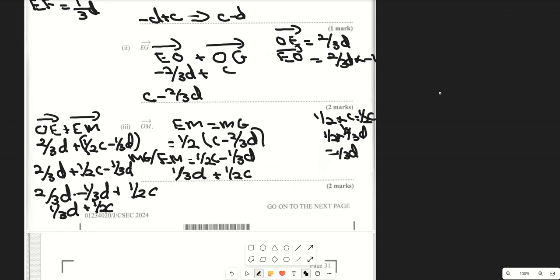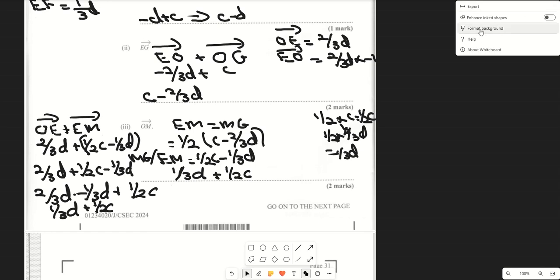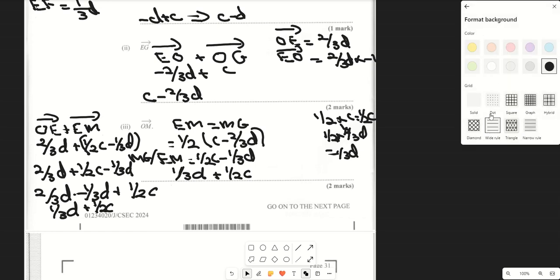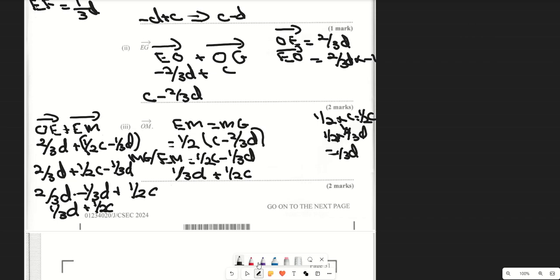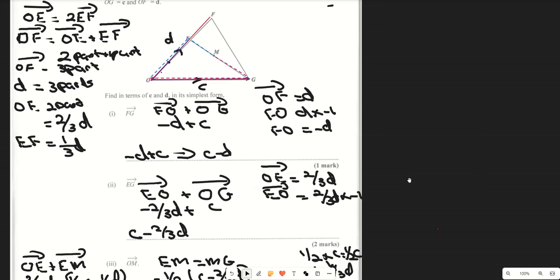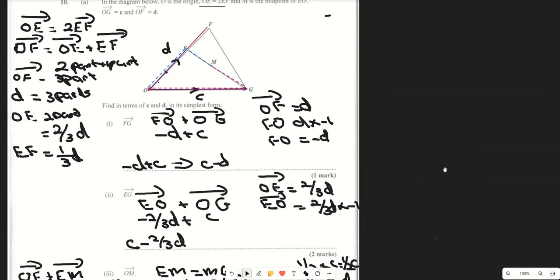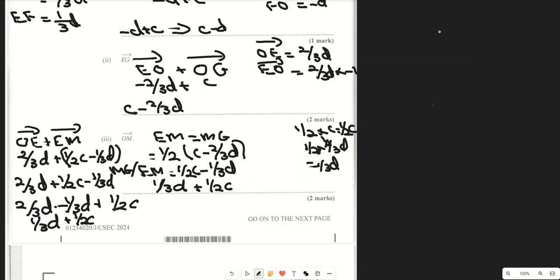Now let's just say you want the other direction, and I'll do this at the outside there. Let me just change the background. I could just change the color. Let's write in red. All right. Let's say you want it from O to G and G to M. So it's OG plus GM.